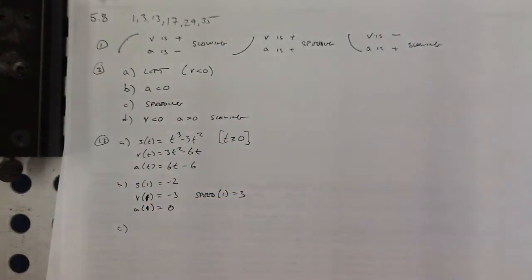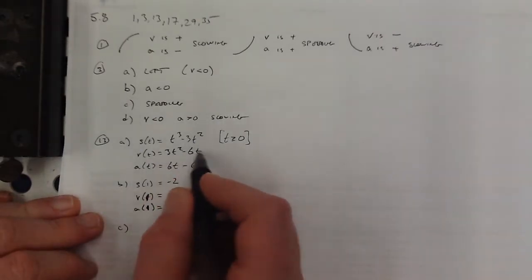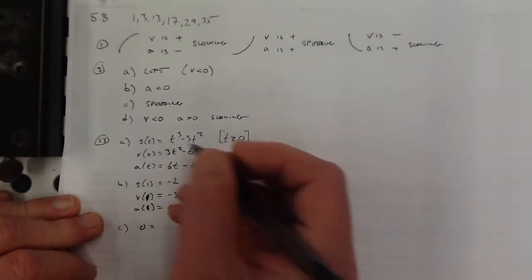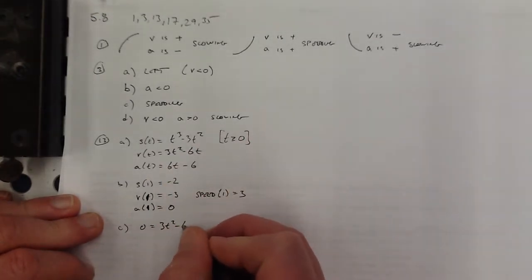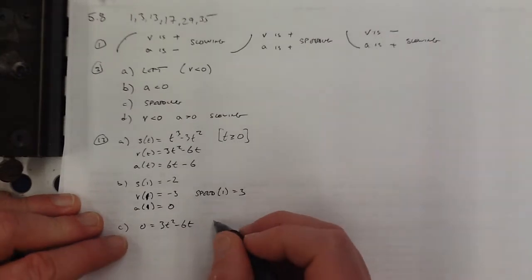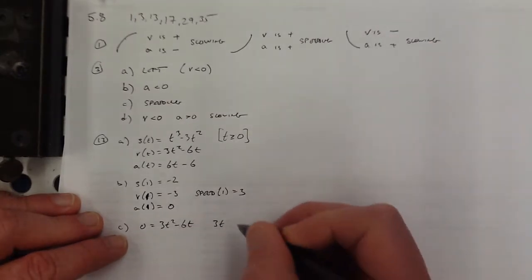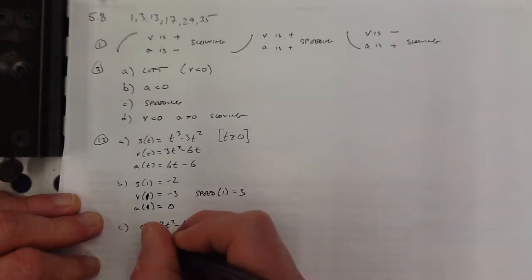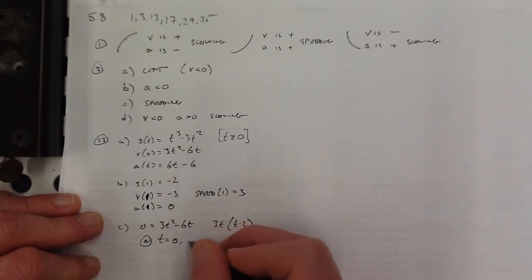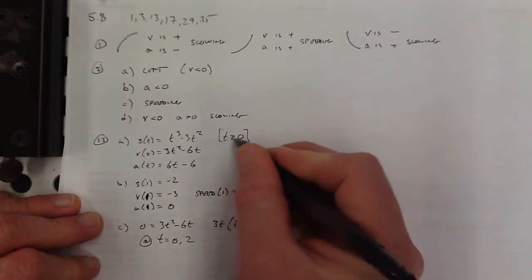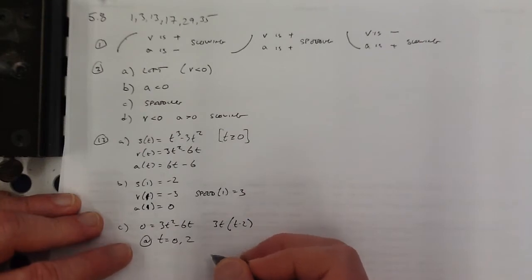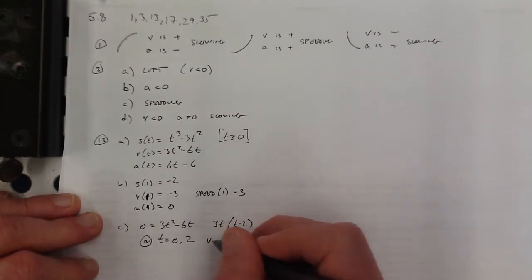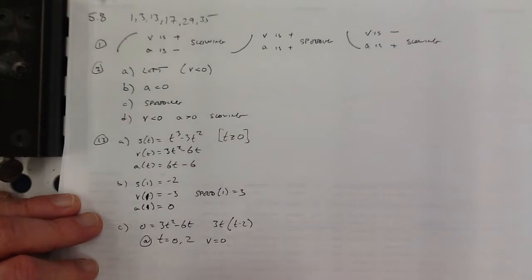Part C. At what times is the particle stopped? The particle instantaneously has a velocity of 0 when the velocity equals 0. So let's see, how about we factor out a 3t, and then we get a t minus 2. So it looks like at t equals 0 and 2, which are both legit times, that's when the velocity is 0.